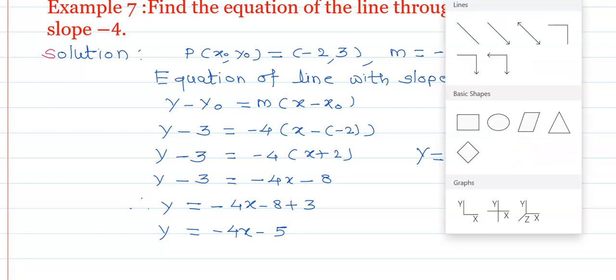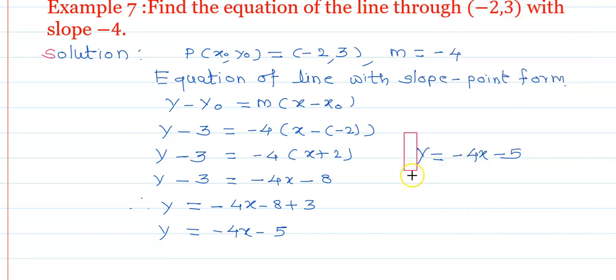Okay, now you can see this here. Substitute the values. The y coordinate is 3, x is -2, slope is -4: y - 3 = -4(x + 2). Simplification: -4x - 8, y = -4x - 8 + 3 = -4x - 5, and hence the equation of the line.